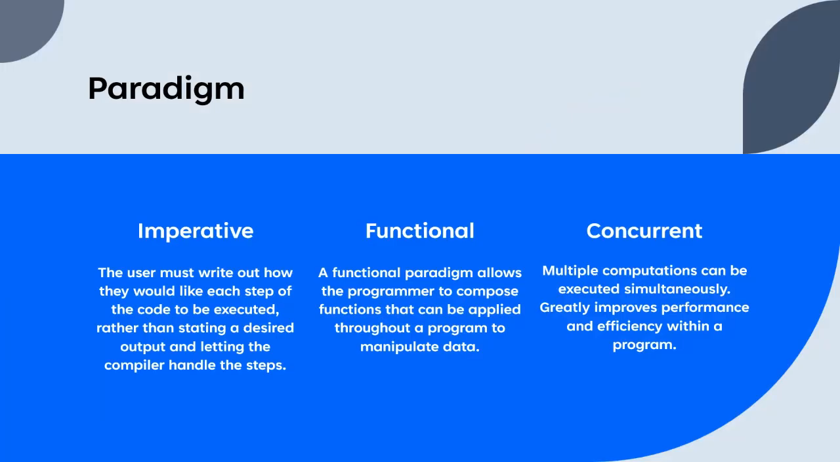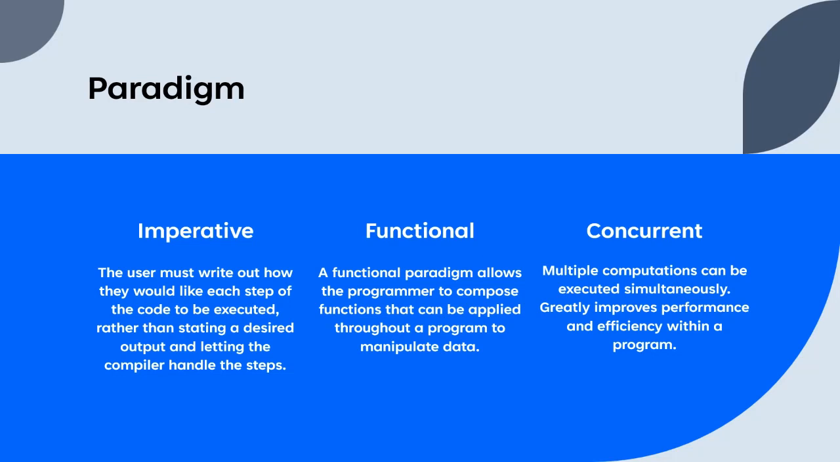Go follows the imperative, functional, and concurrent paradigms. Imperative paradigms means the user must write out how they would like each step of the code to be executed, rather than stating a desired output and letting the compiler handle the steps. A functional paradigm allows the programmer to compose functions that can be applied throughout a program to manipulate data. Most languages are functional.